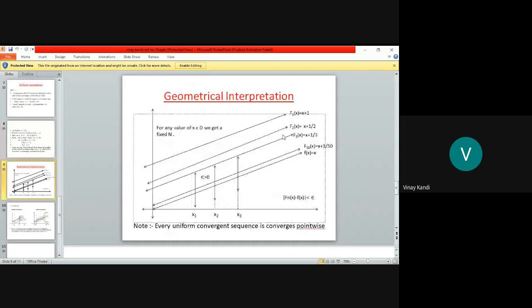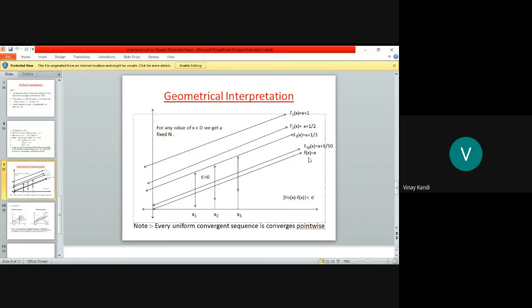f1 of x is equal to x plus 1. What is the graph of f1? It is y equal to mx plus c, with slope 1 and y intercept 1. So this is f1. What is f2? y is equal to x plus 1 by 2. So this is the graph of f2. This is f3. So what is the limit of the function?